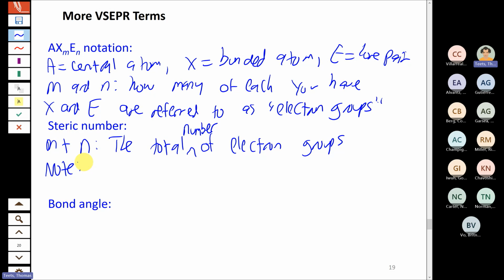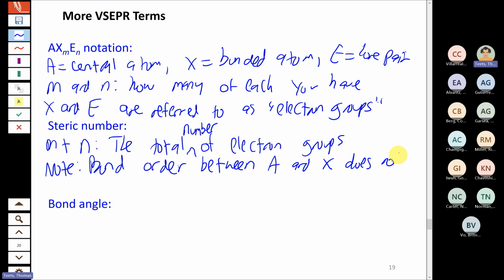The nice thing is for VSEPR, we don't really care whether it's singly bonded, doubly bonded, or triply bonded. If an atom is bonded to the central atom, it counts as one electron group, whatever the bond order would be. So the bond order between A and X doesn't matter for this method. We might talk a little bit in the future about some subtle effects that the bond order has, but for just categorizing the shape in this way, we don't need to know whether it's singly bonded, doubly bonded, or not. So X always will just count as one electron group, no matter what the bond order is.